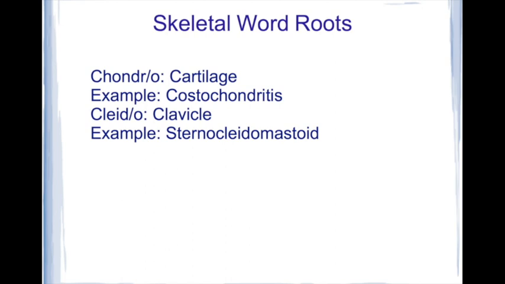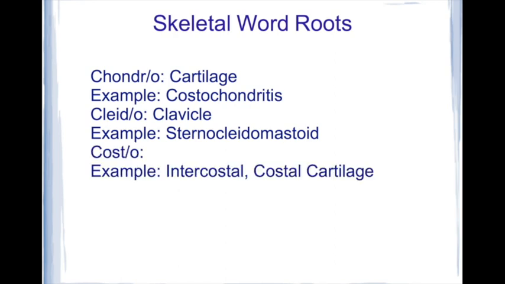Costo, and we just kind of talked about this with costochondritis. A couple examples: intercostal or costal cartilage. Of course, costo means rib. Costal cook-off. We have a big event in Reno every Labor Day weekend, the rib cook-off. It's one of my favorite things. Costal cook-off, of course.